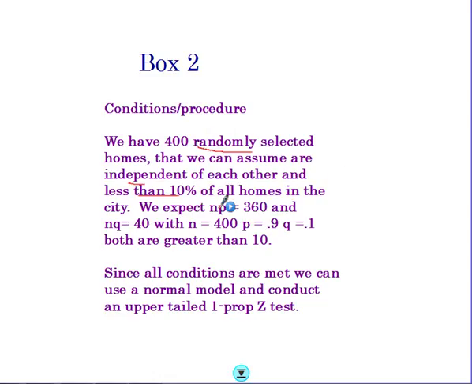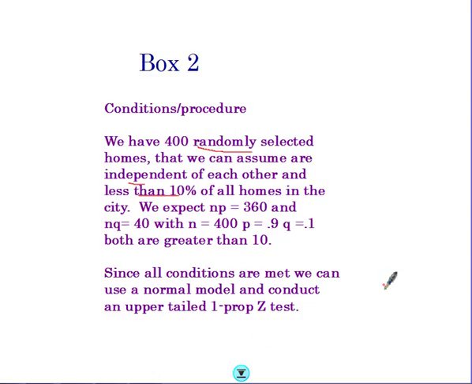And so, what do we expect? np and nq. So our sample size is 400. The p value is that 90%. So remember, the model is claiming, oh, it's 90%. So if we assume that the population parameter is 90%, 400 times 90% gives me 360. nq would then be 40. So both of those are greater than or equal to 10. So all of the conditions are met. Therefore, we can use a normal model, and we will conduct an upper tail 1 proportion z-test.